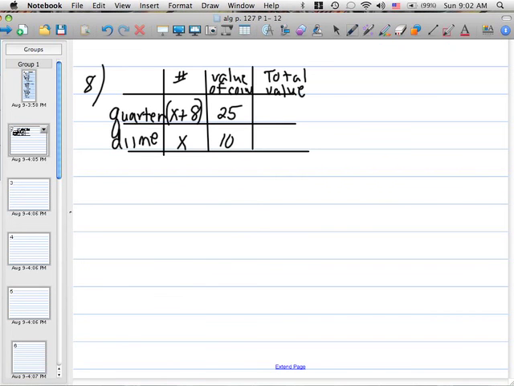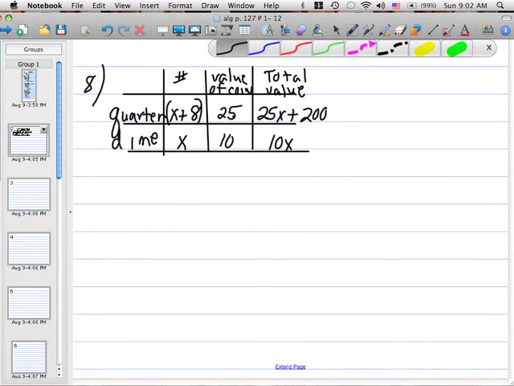Using your distributive property, 25 times X is 25X. And 8 times 25, that's 8 quarters or 200. The value of the dimes is 10X. It's the weirdest spelling of dimes. So the total value is $6.20. So 25X plus 200 plus 10X, the value of the dimes, has to equal $6.20. So we want pennies, 620.